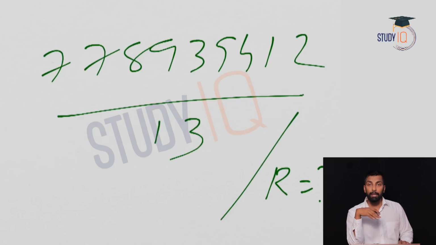Okay, now sometimes you may not get questions directly like this. You need to apply the divisibility rule in one part of the question.